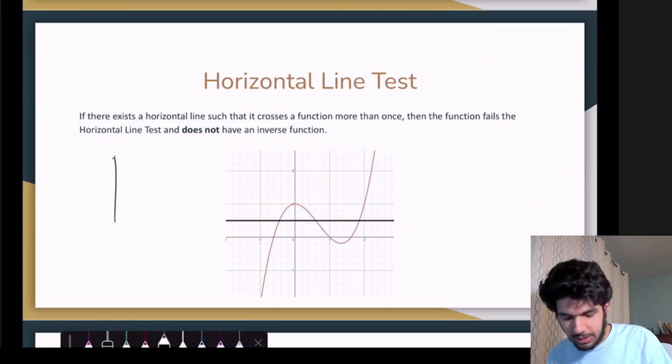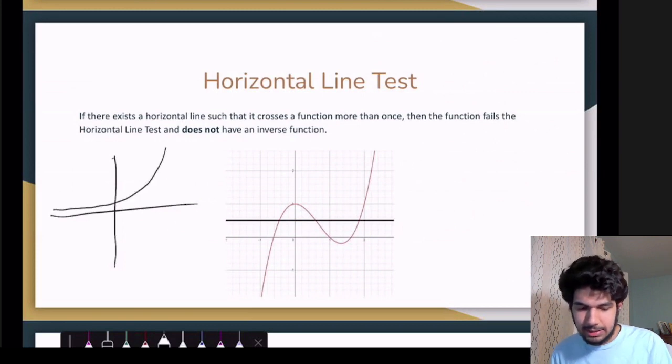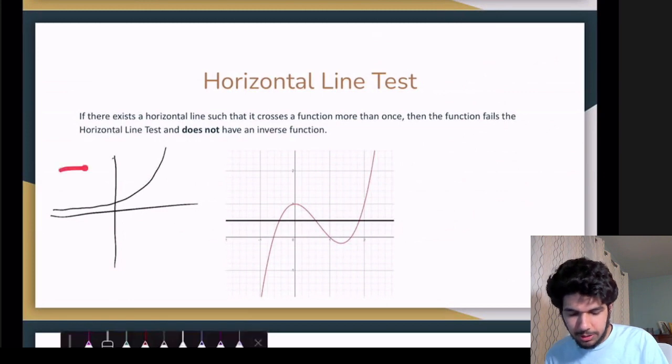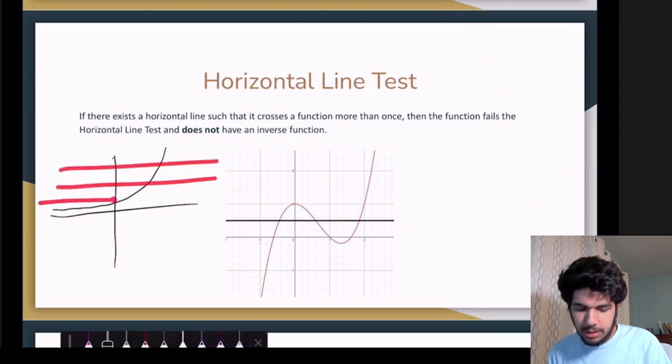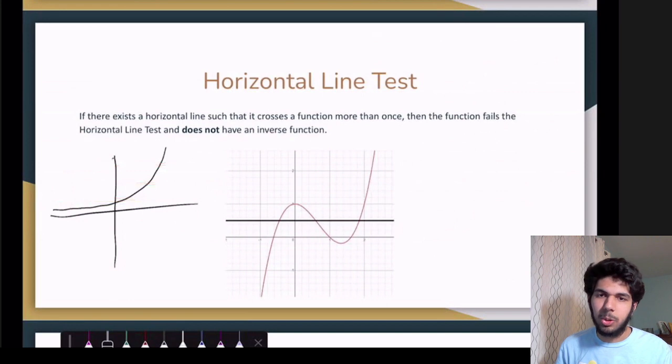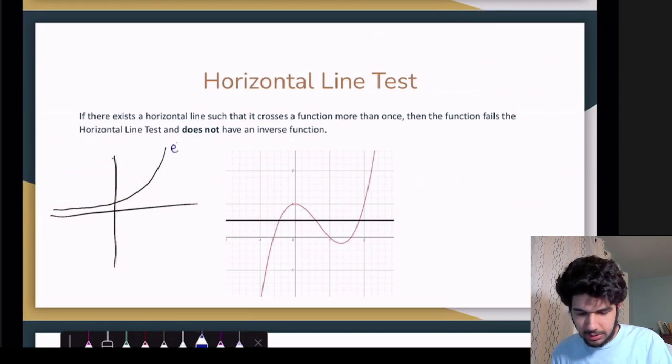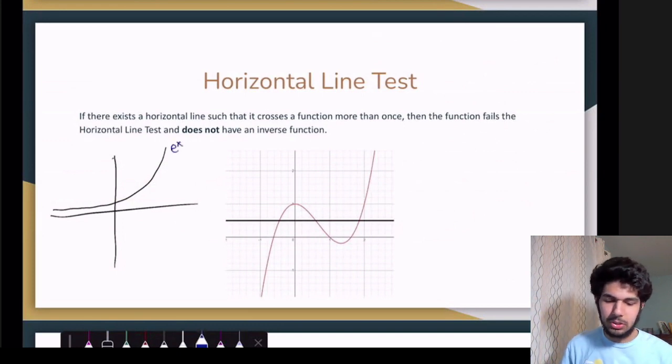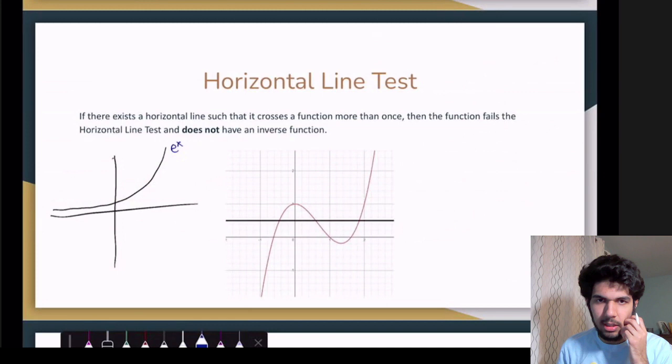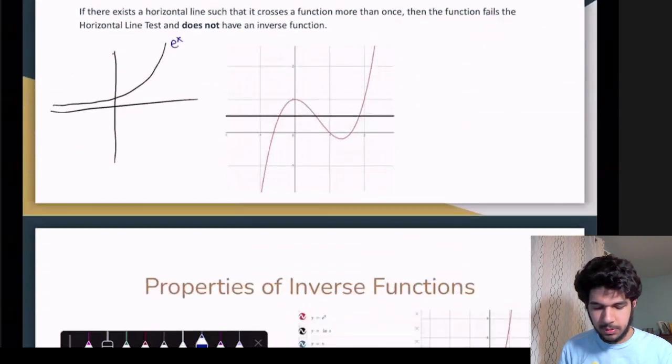Whereas if we take something like, we just saw e to the x had an inverse, so that's the graph of e to the x. No matter what horizontal line we draw, it can never cross through it more than once, so this passes the horizontal line test, and it does have an inverse. I'll just notate this here, e to the x. So this is a good test to know if a function has an inverse.